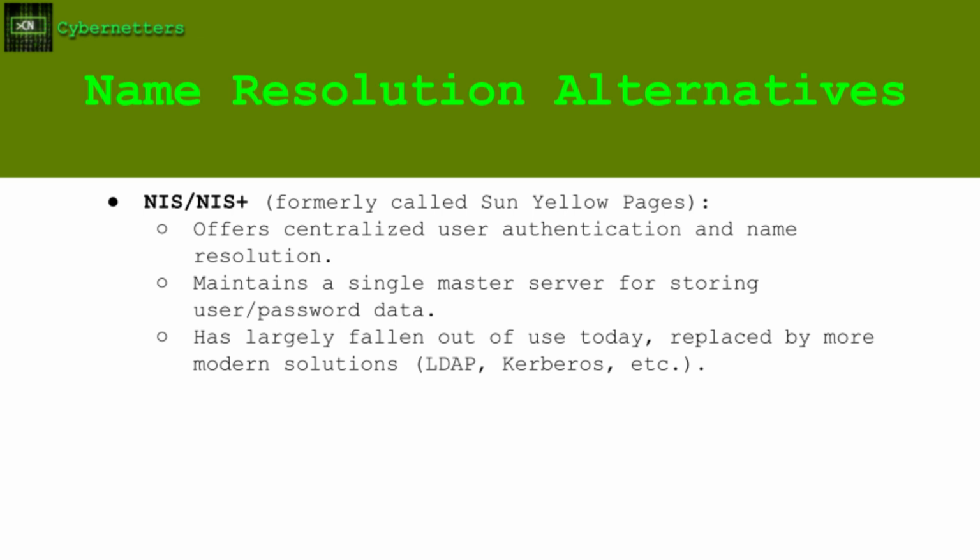NIS or NIS+, formerly known as Sun Yellow Pages, was an early system for centralized authentication and name resolution. It relied on a master server to store user and password data. However, it is mostly obsolete today, replaced by more secure and scalable options like LDAP and Kerberos.